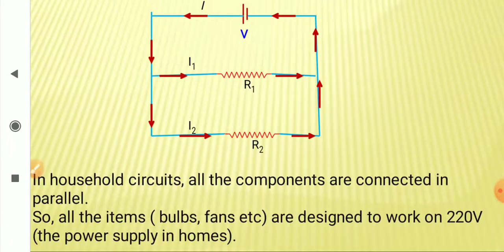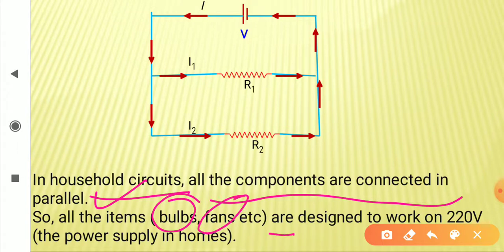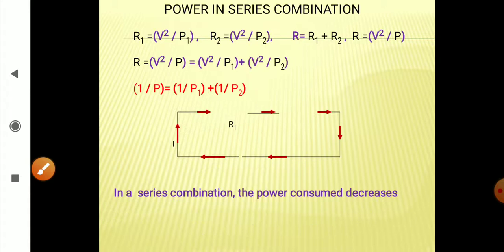Now a very important point. In household circuits, all the components are connected in parallel. So all the items at your home, whether bulb or fan or whatever, are designed to work at 220 volt, which is the power supply in your homes, right? And they are all designed to be connected in parallel only. Okay. So power in series combination.